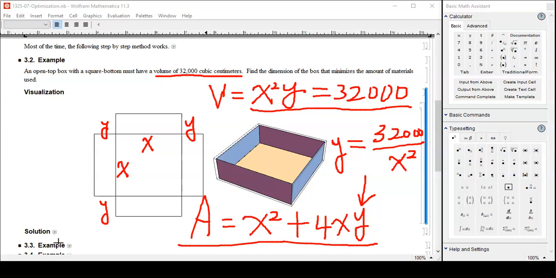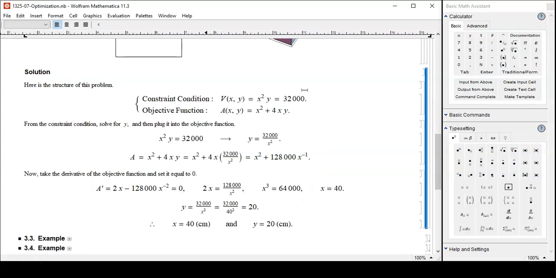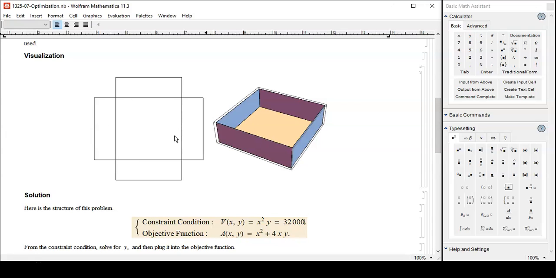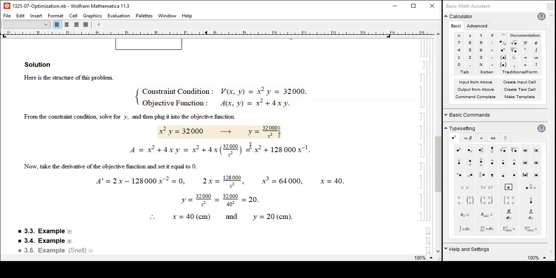Let's get out of drawing mode now. Okay, here we go. The constraint condition comes from volume. The objective function comes from the surface area. Not exactly surface area. Oh yeah, it is surface area, excuse me, we have an open top, there's no top. All right, so for one variable, y equals 32,000 divided by x squared. Now plug it into this y right here, and if you simplify, you're going to get the final expression there.